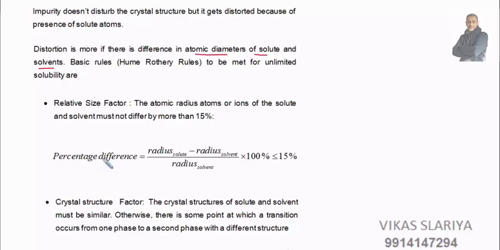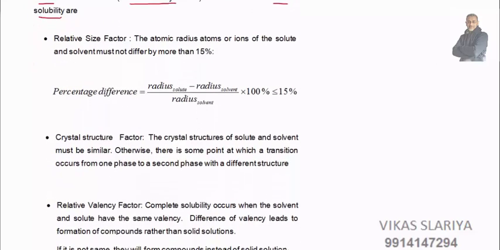There are certain rules to be met for unlimited solubility. These rules are called Hume-Rothery rules. First of all, it is the relative size factor. The atomic radius of atoms or ions of solute and solvent must not differ by more than 15%. If we calculate the percentage difference, then radius of solute minus radius of solvent, divided by radius of solvent, should be less than 15%. This is called the percentage difference.